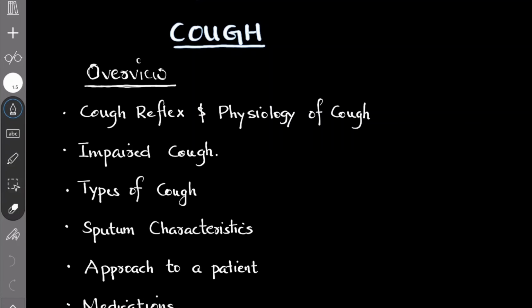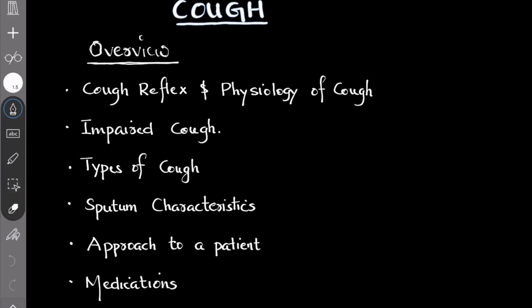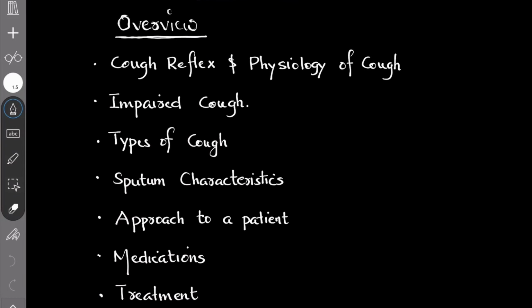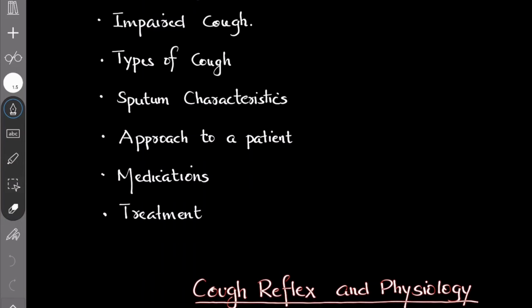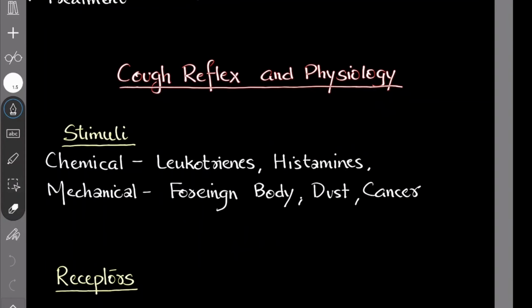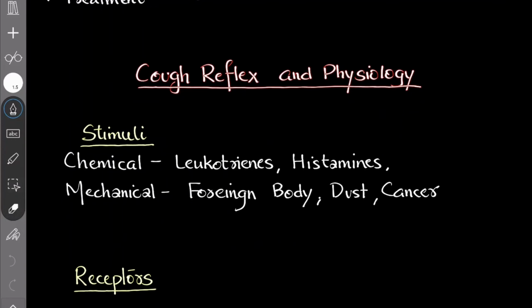Hello everyone. Today we are discussing a topic called cough. We are familiar with this process, but we are not familiar with the pathophysiology, the pathogenesis, the mechanism, all those things. So today we'll start with an overview: the cough reflex, physiology of cough, impaired cough, types of cough, sputum characteristics, approach to a patient, medications and treatment. Now we'll start with cough reflex and physiology.